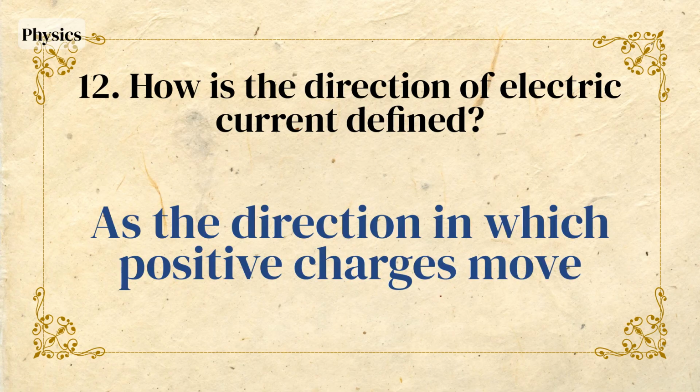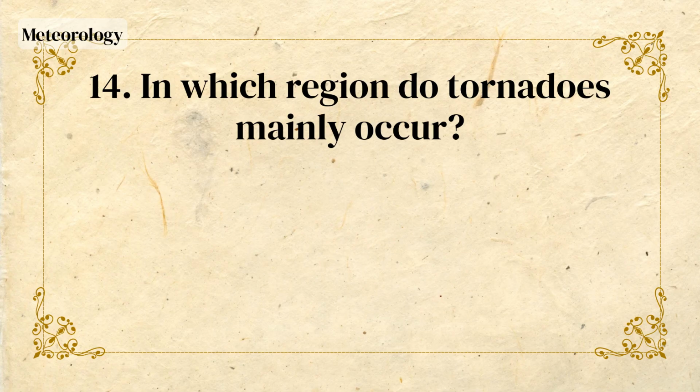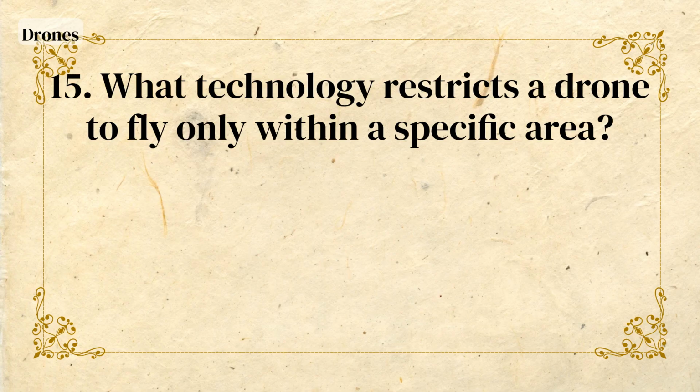As the direction in which positive charges move. What is the largest continent on Earth? Asia. In which region do tornadoes mainly occur? The central United States. What technology restricts a drone to fly only within a specific area?